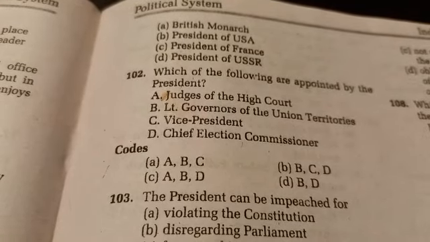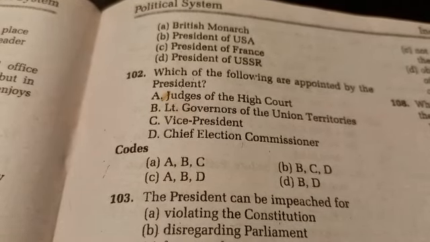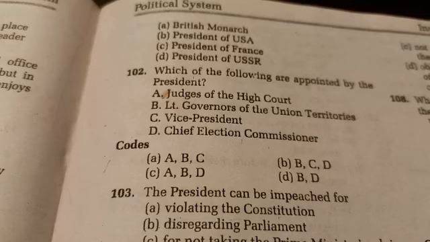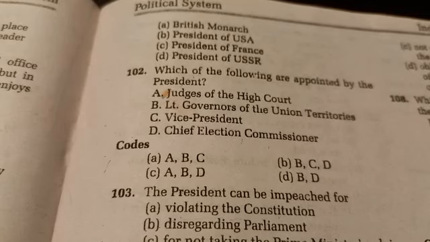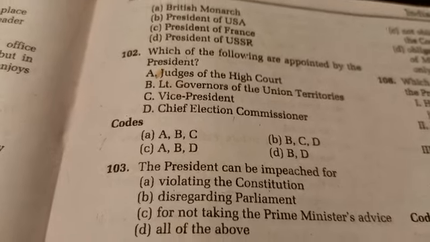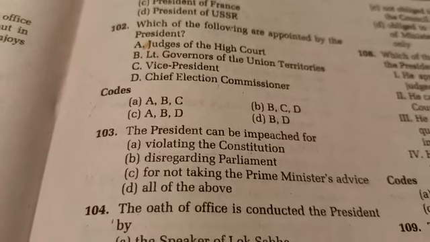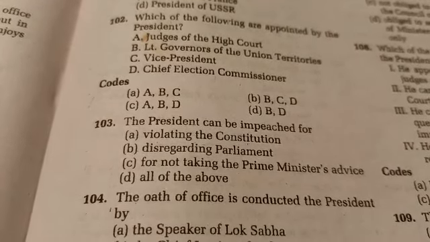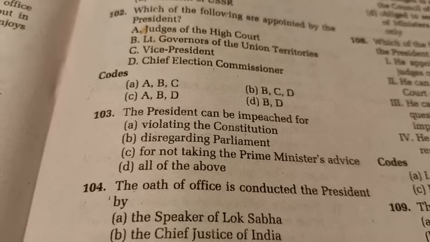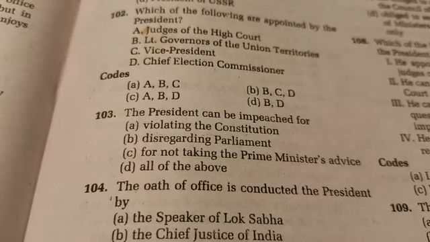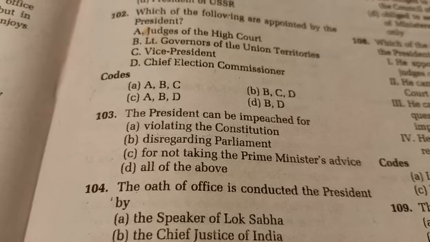Which of the following are appointed by the President? Correct answer is option C, A, B, and D. The President can be impeached for. Correct answer is option A, violating the Constitution.